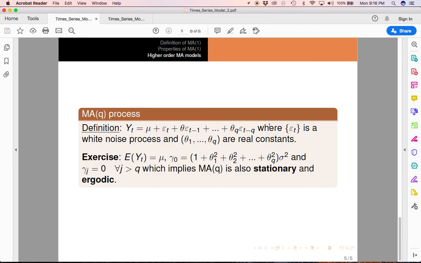The calculation of the statistical moments would follow thusly. Expected value of y t would be just the constant mu because all the other terms would be 0. The gamma 0 would be 1 plus theta 1 square plus theta 2 square all the way to theta q square times sigma square. And for all the higher order autocovariance functions beyond q, the autocovariance function would turn out to be 0. And this implies that the moving average model of order q is also stationary and ergodic.